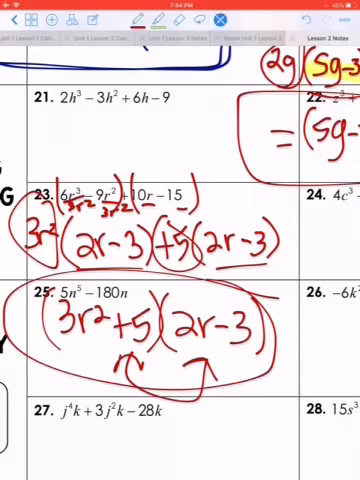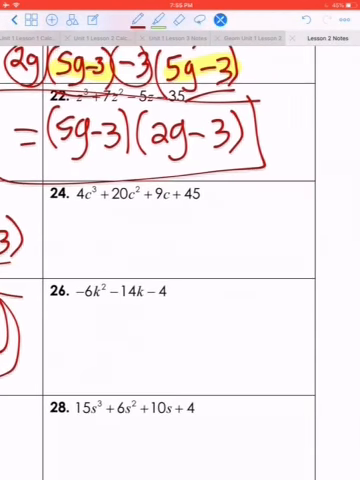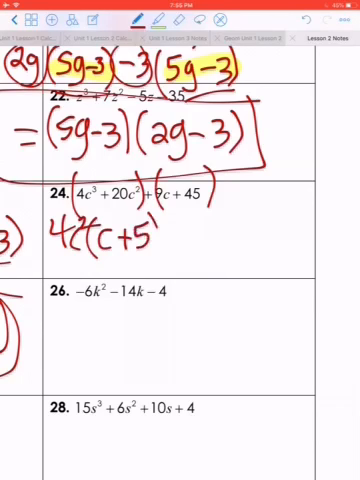Alright, let's do 24. So same idea, we're going to group the first two, group the second two, find what's in common, and hopefully they have a repeating factor or it doesn't factor. Okay, so what's in common with 4c to the third plus 20c squared is 4c. What's left? 4c squared. What's left is c plus 5. Okay, then 9c and 45, what's in common is 9. And it's a positive 9, so put the plus. Then we have c plus 5.